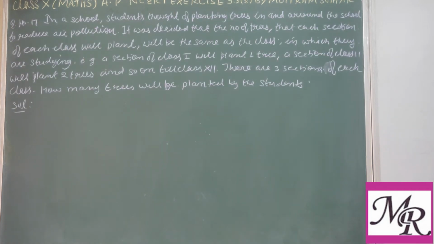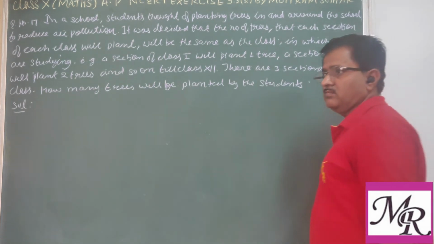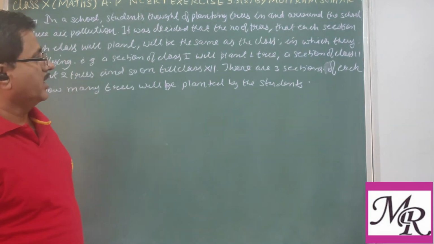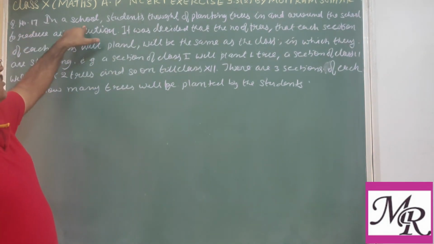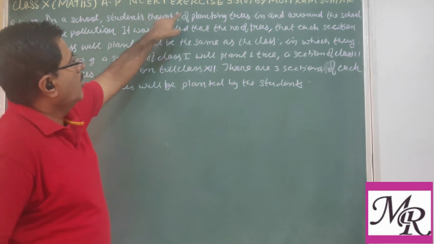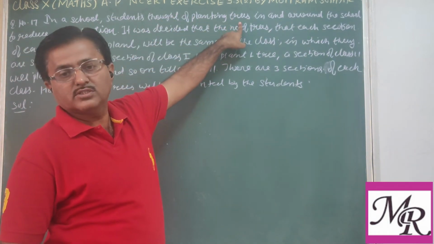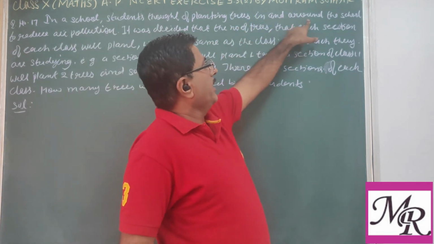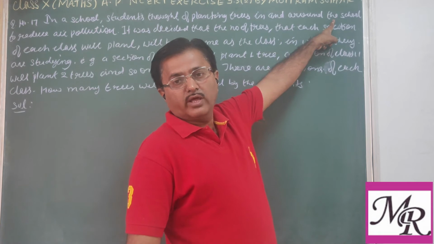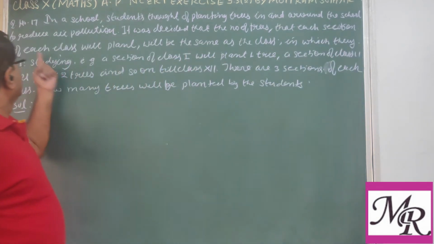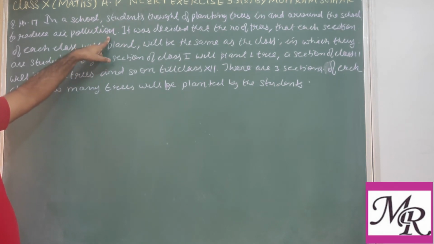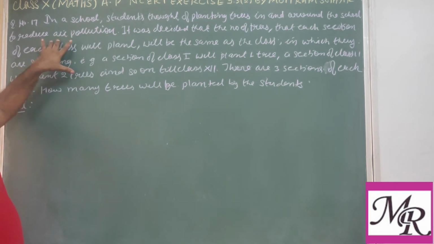Next problem sheet. This is a position based problem. This is also very helpful for the general awareness of the student. So what it says: in a school, students thought of planting trees. This is the planning for students planting trees in and around the school environment to reduce air pollution. So this is helpful for awareness toward the environment for the student. That's why this is also important.